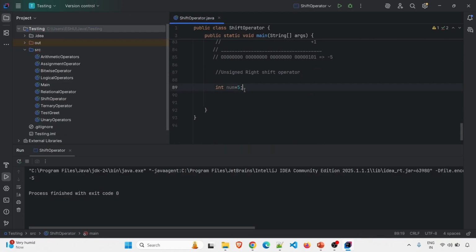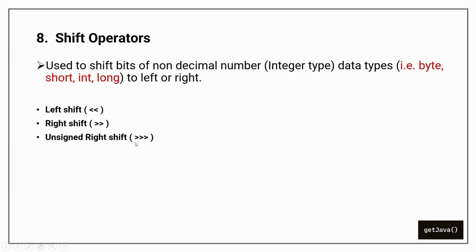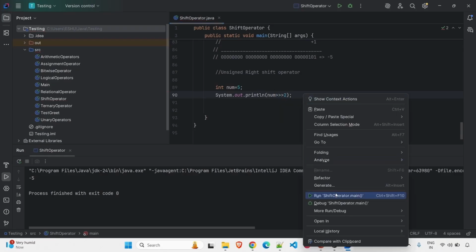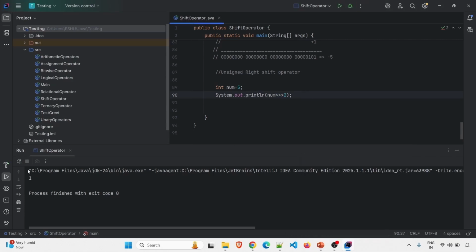Now suppose I am passing it a positive 5 and I am doing num. The symbol for the unsigned right shift operator is triple angle brackets. So unsigned right shift operation by 2. If I run this, I should get a positive output. Yeah, I'm getting positive output. Let's take 10. Yeah, I'm getting a positive output in case of a positive number.